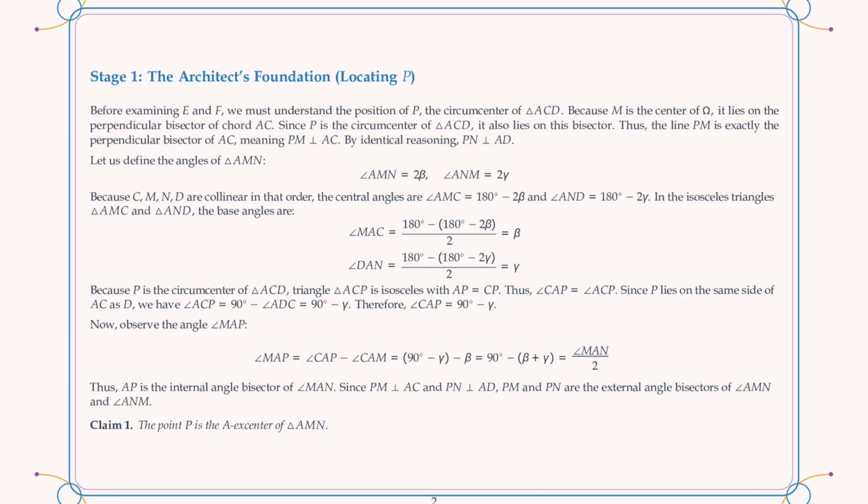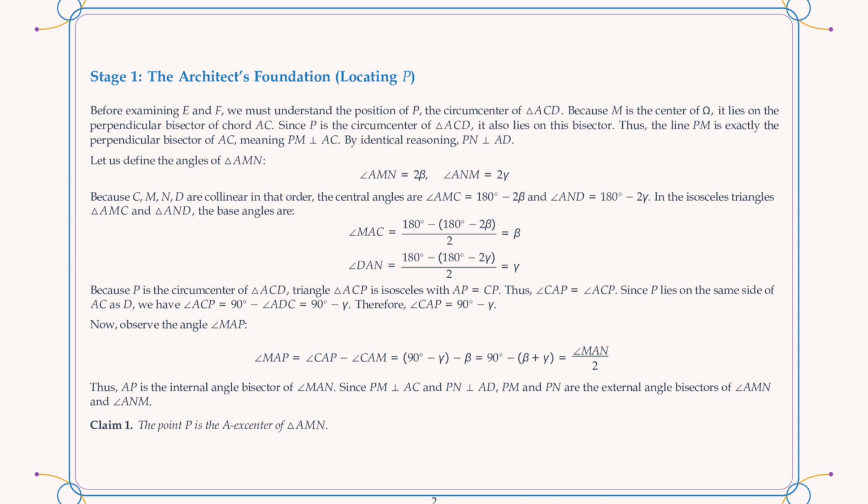Page 2, Stage 1. Stage 1, The Architect's Foundation, Locating P. Before examining E and F, we must understand the position of P, the circumcenter of triangle ACD. Because M is the center of omega, it lies on the perpendicular bisector of chord AC. Since P is the circumcenter of triangle ACD, it also lies on this bisector. Thus, the line PM is exactly the perpendicular bisector of AC, meaning PM is perpendicular to AC.